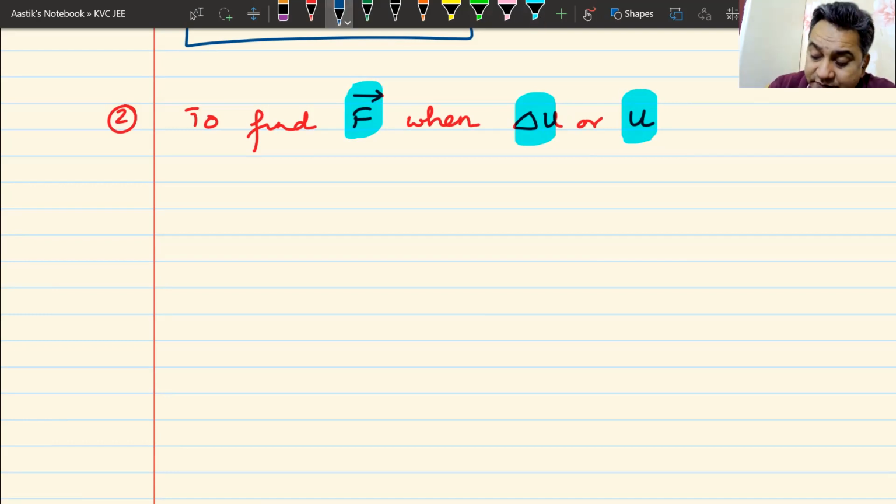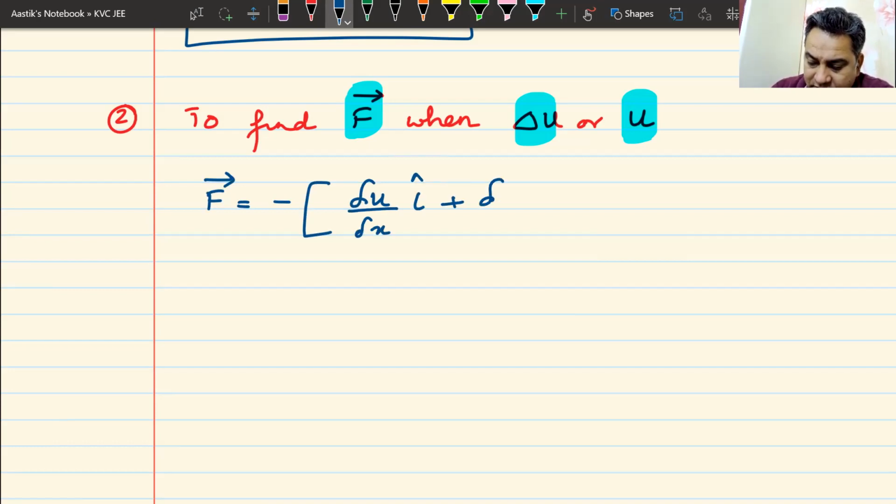Well, to do this, we'll have to go back to something that we had done, and we have to write this formula. F is equal to minus of del of U by del of X i hat plus del of U by del of Y j hat plus del of U by del of Z k hat.